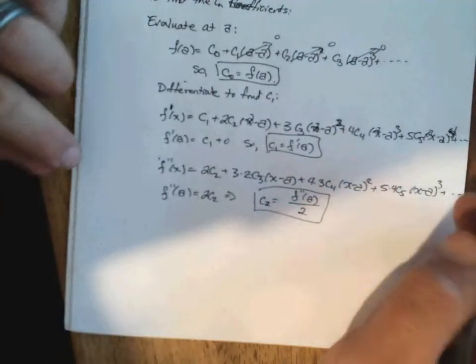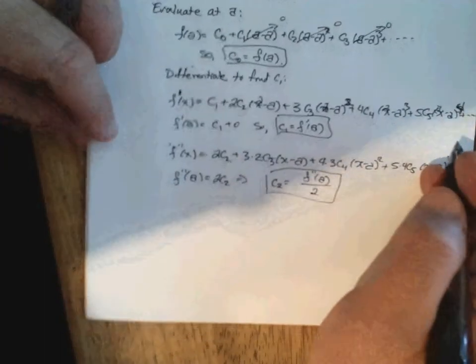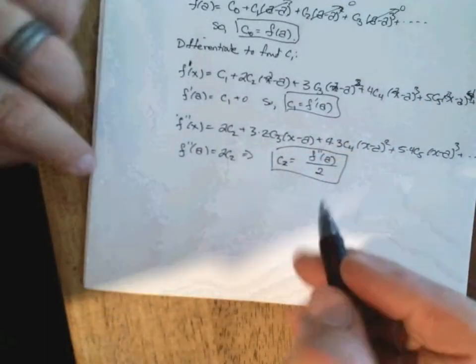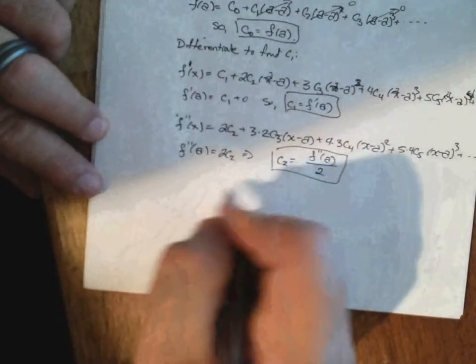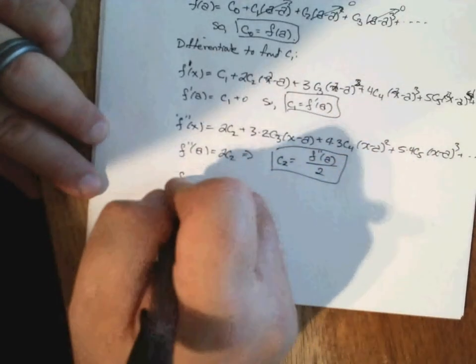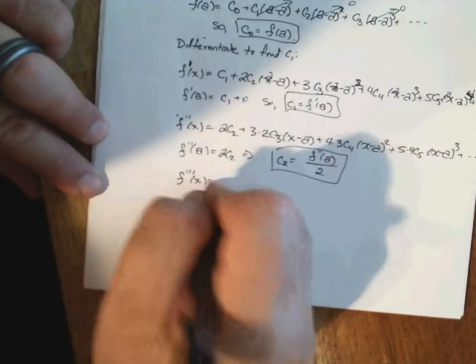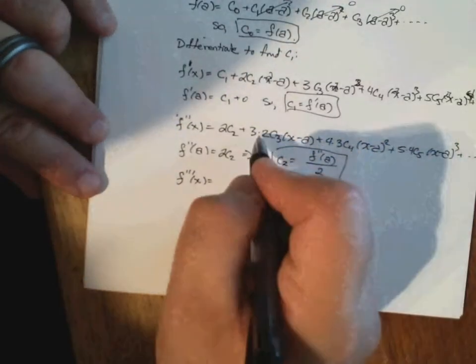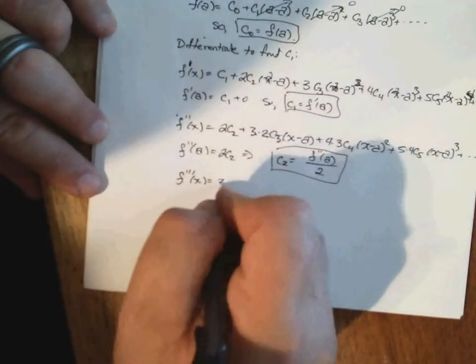We need to do a few more of these. In fact, you need to find all the c's, so you have to basically either do this forever, or you have to recognize a pattern that allows you a formula eventually. Let's try the third derivative. The third derivative of this thing, 3 times 2 times c3 will be your constant.